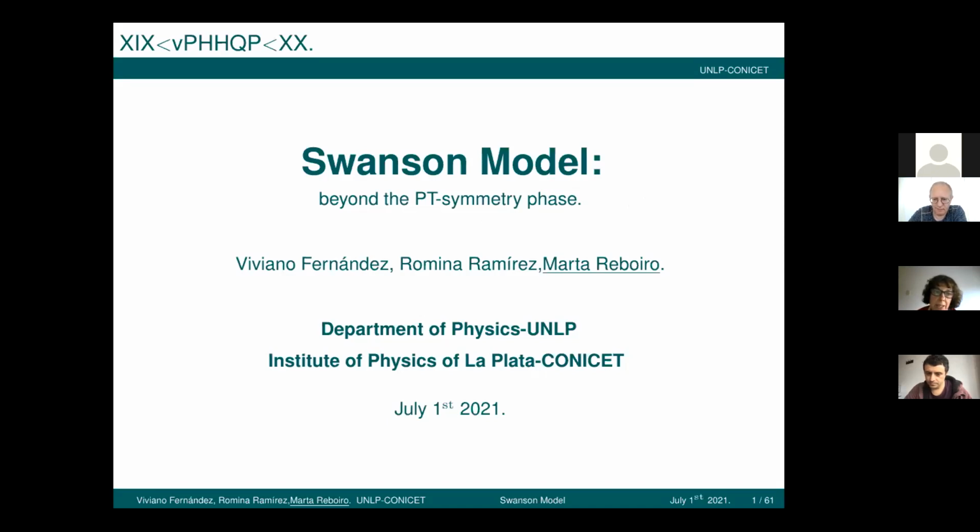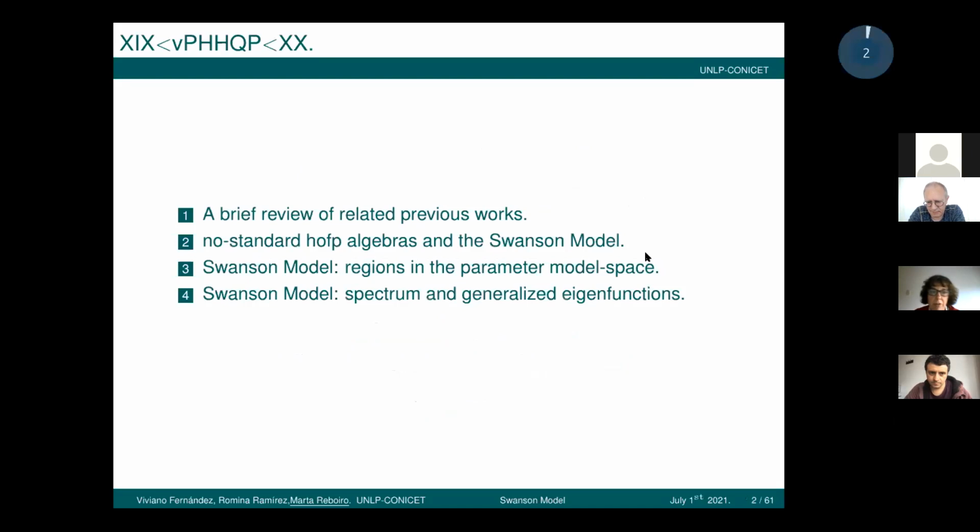We shall begin by giving a brief review of some related previous work we have done and how we related, some time ago, a non-standard Hopf algebra with the Swanson model. And then we shall construct regions in the parameter space of the Swanson model and try to provide the generalized eigenfunctions and the related spectrum for each of them.